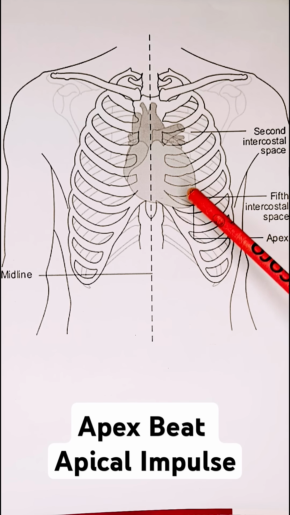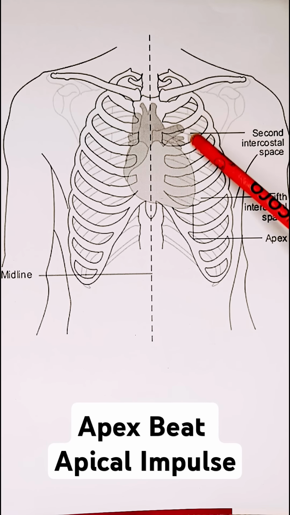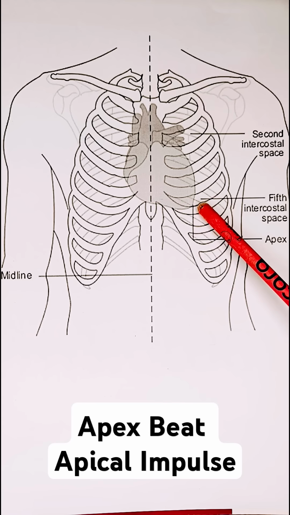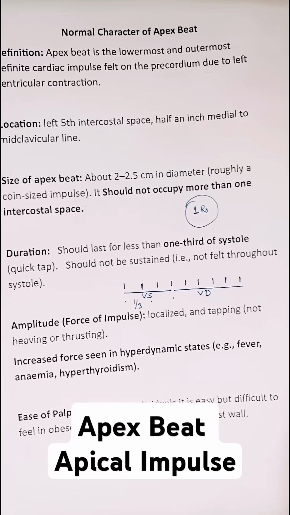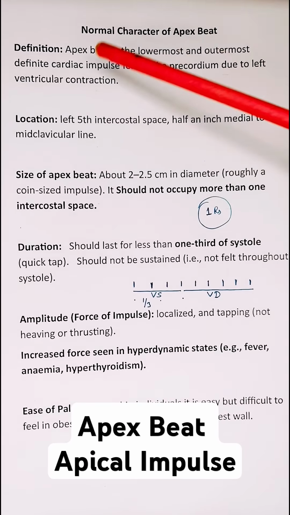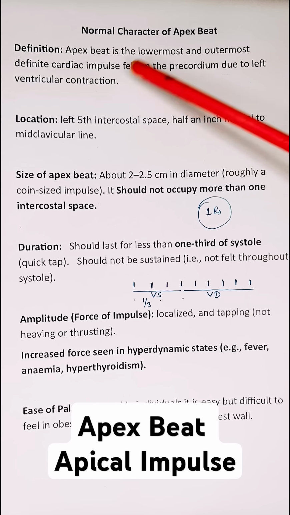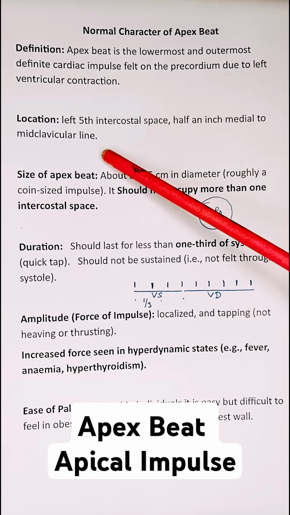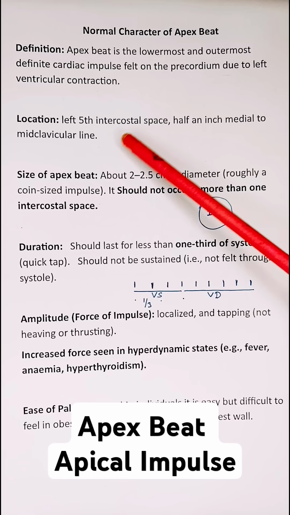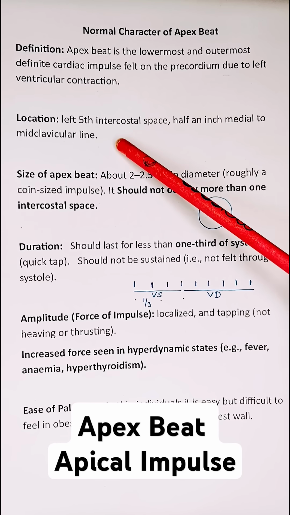And now just observe, it is present in the fifth intercostal space. If I draw an imaginary midclavicular line, it is medial to midclavicular line. So you can see the theory aspect here. According to definition, apex beat is the lowermost and the outermost cardiac impulse which is felt on the precordium due to left ventricular contraction. So where exactly do you find the normal apex beat? It is in the left fifth intercostal space, half an inch medial to midclavicular line.